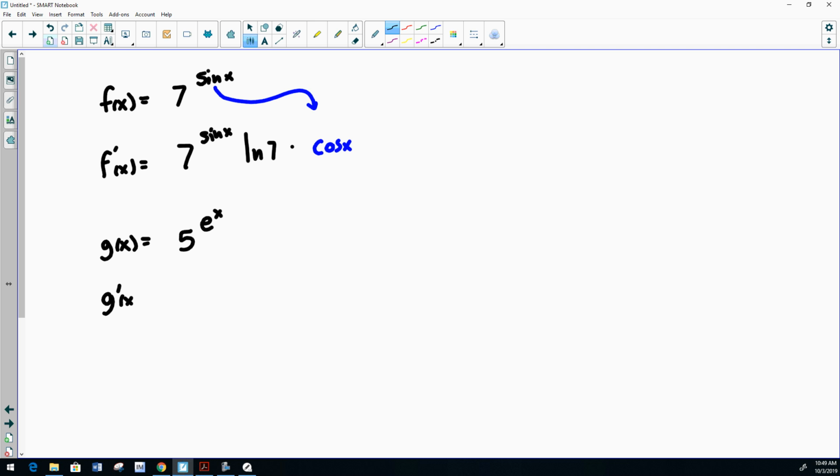So it would have to be 5 e to the x ln 5 times the derivative of e to the x, which is e to the x. Good? All those are at the same level. Okay, so this one is much harder.